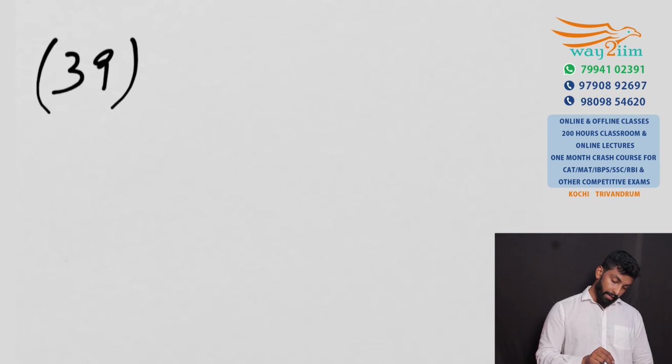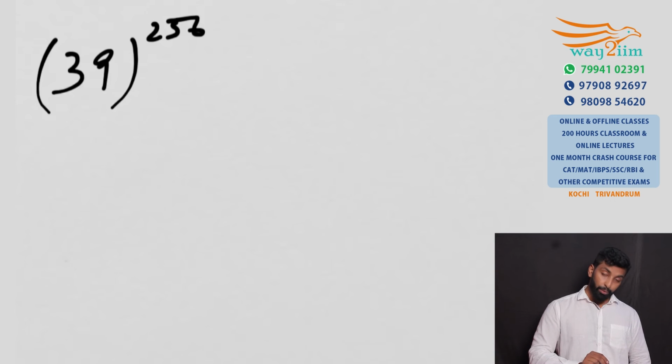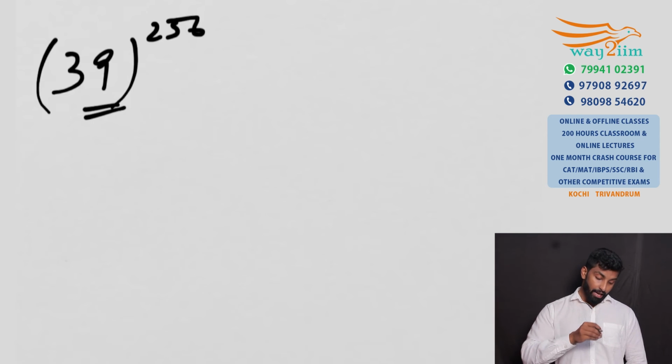Now we'll see the numbers ending in 9, right? So let's take 39 itself. 39 raised to, let's take 256. So what we need to do here, we need to convert the number. We don't know the method for numbers ending in 9, but we know the method for numbers ending in 1. So we'll convert the number ending in 9 to a number ending in 1. And how will you do it?